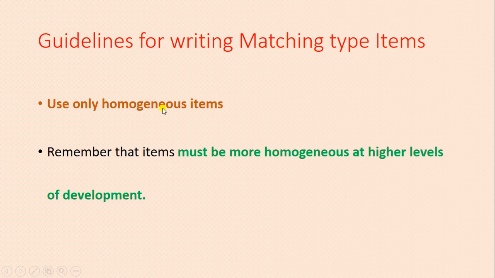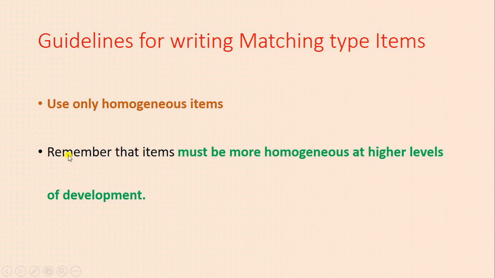Use only homogeneous items. My dear students, when we have to write down matching type items, use homogeneous items: the items that are the same, the items that are similar, the things that are identical, and things that are uniform. These types of things we can use in matching type items, because similar and same things, the identical and uniform things are suitable to write down in matching type items.